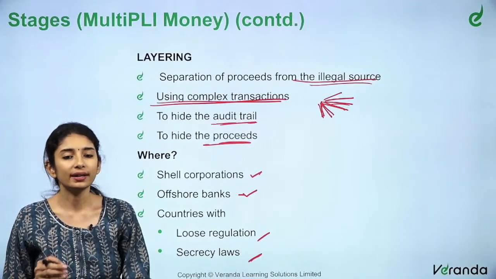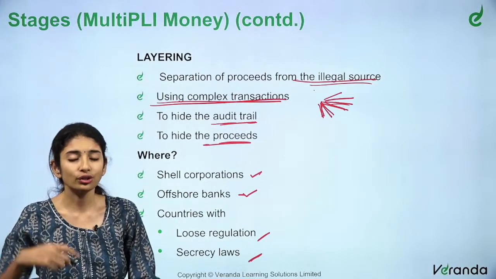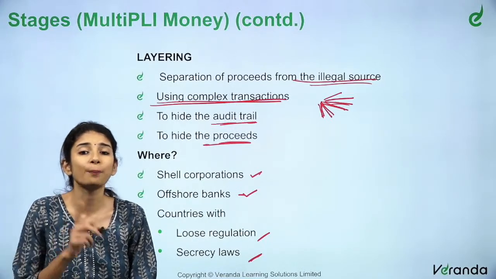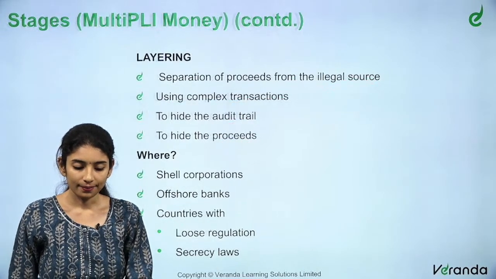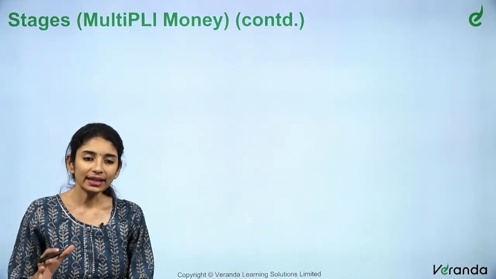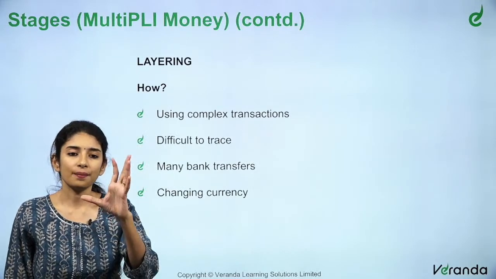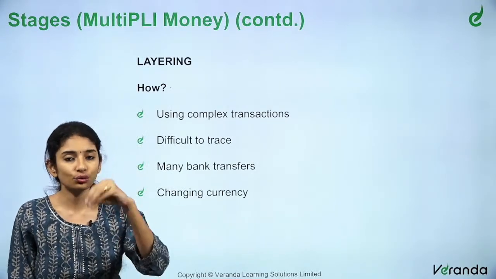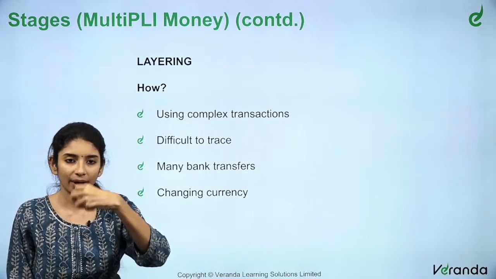So layering: separation of proceeds from the illegal source using complex transactions to obscure the audit trail. After I do that, I get assets from the money. What I can do in layering, I can issue fake invoices, get money against these invoices. I can launch an IPO, get money for that.